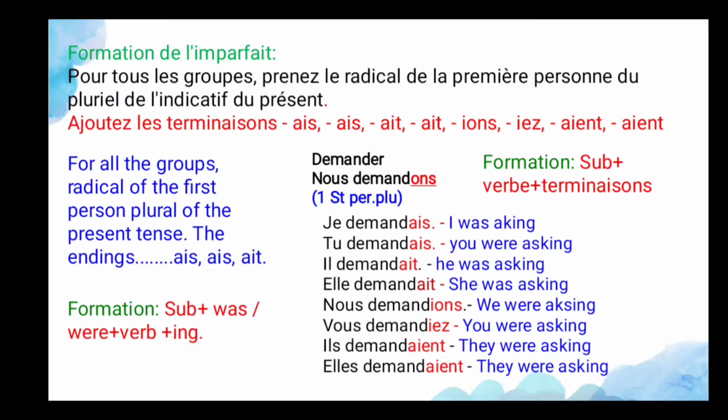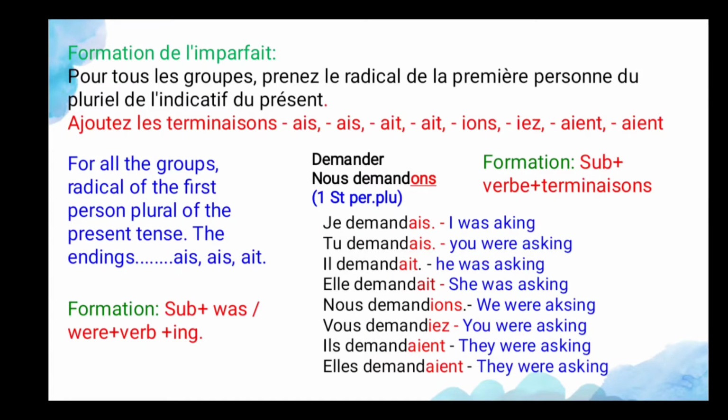So je demandais, tu demandais, il demandait, elle demandait, nous demandions, vous demandiez, ils demandaient, elles demandaient. So I was asking, you were asking, he was asking, she was asking, we were asking, you were asking, they were asking, and they were asking. So this is all about the formation for imperfect tense.